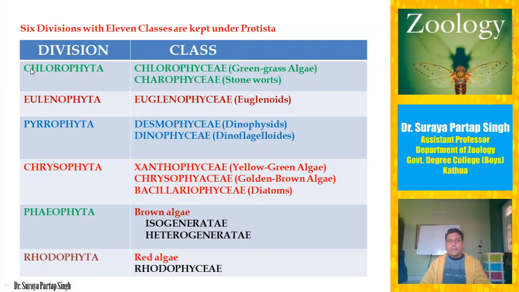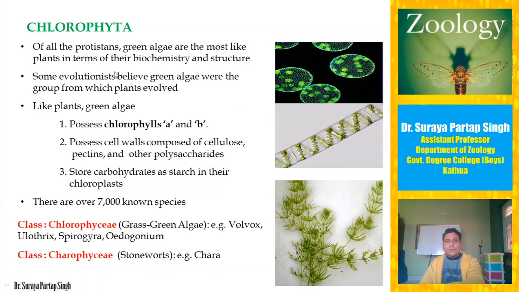What is the type of pigment? For example, in Chlorophyta and Euglenophyta, we have chlorophylls A and B. We will be studying those in next slides. So first, division Chlorophyta. Of all the protistans, green algae are most like plants.